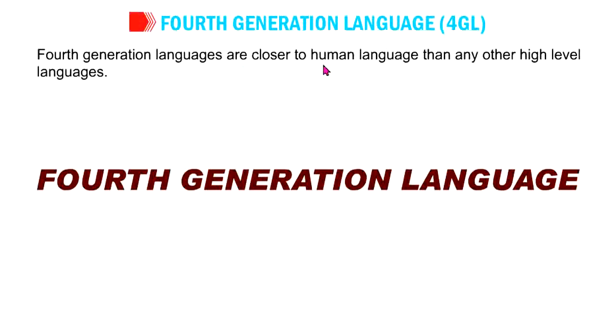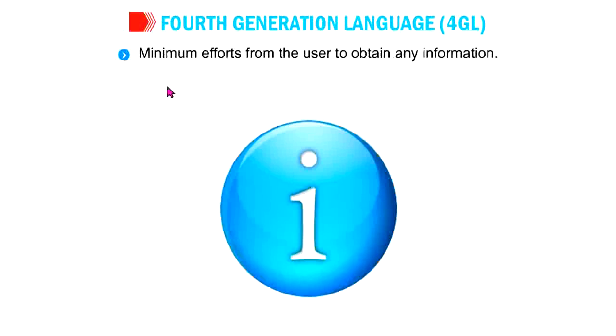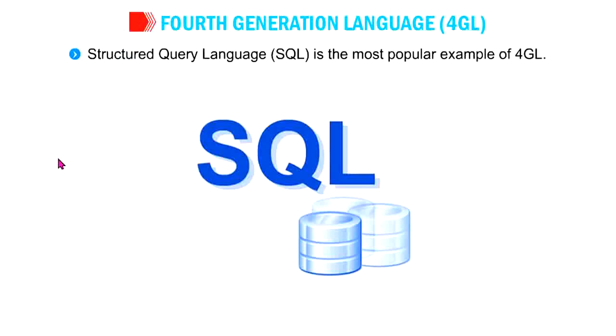Fourth generation languages are closer to human language than any other higher level languages. They use English words and phrases, are programmer friendly, enhance programming efficiency, and use more icons, graphical interfaces and symbolic representation. It needs minimum effort from the user to obtain any information. Prolog, an artificial intelligence language, is an example of fourth generation language. And the structured query language SQL is the most popular example of 4GL.